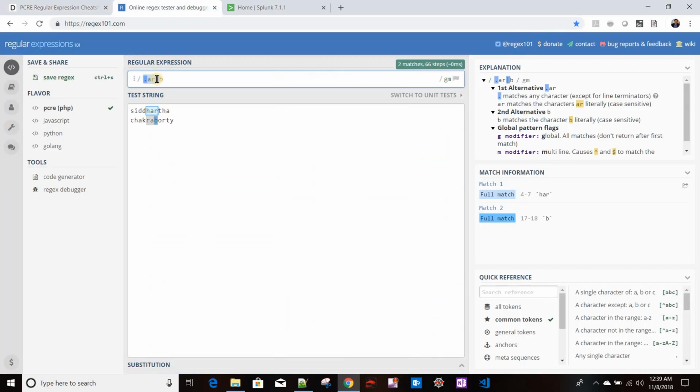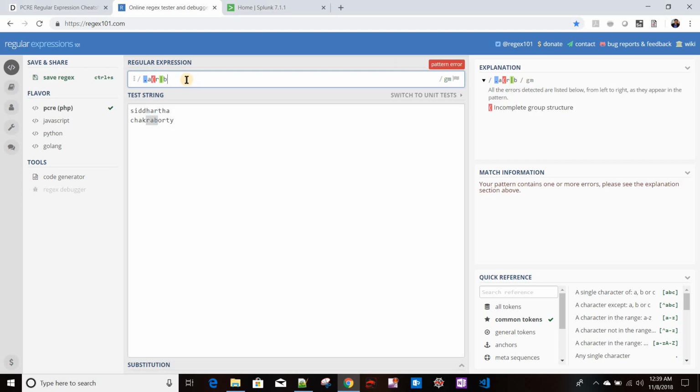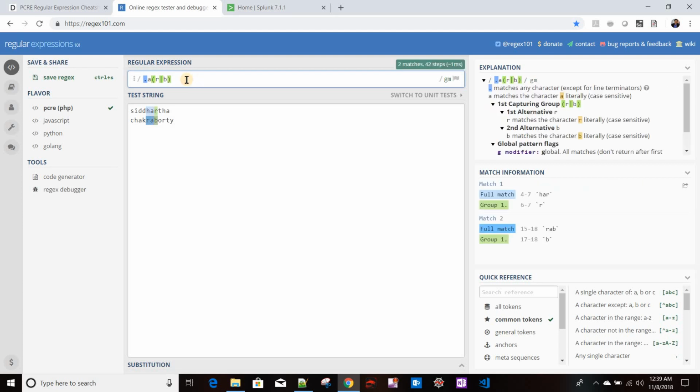Okay, so if I give the bracket, I'll tell you what the meaning of this bracket is. It's basically the concept of a group, which we'll be discussing later. So basically what I wanted to show you over here is that it's an or condition it is executing.